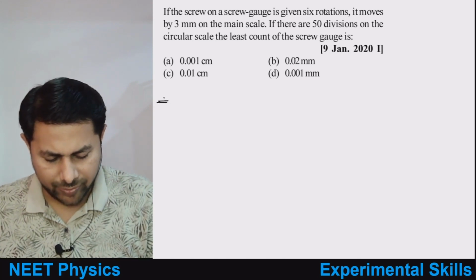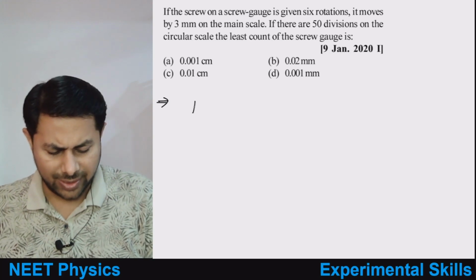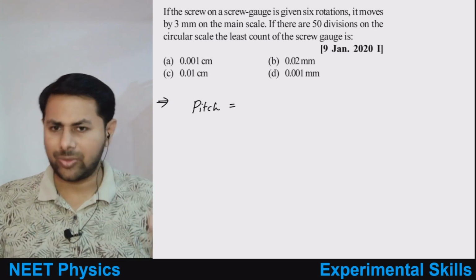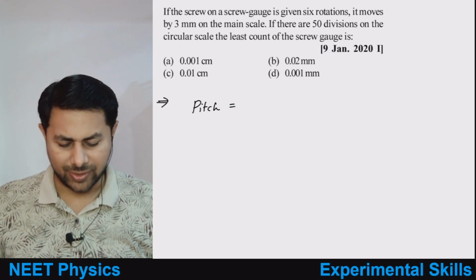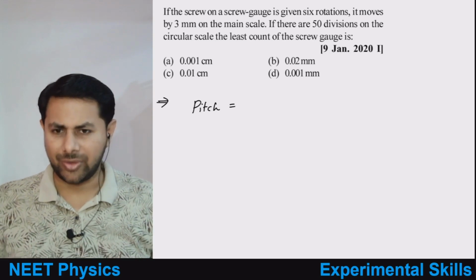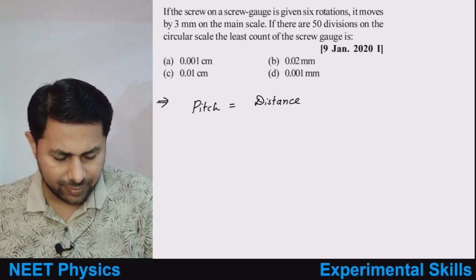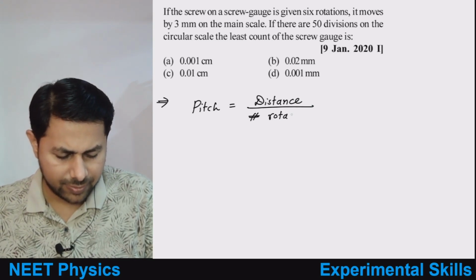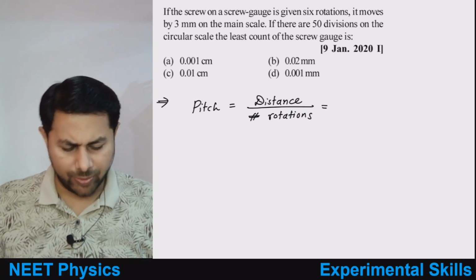So this is also very simple. So first of all, find out the pitch, right? How will you find out pitch? So pitch is distance covered in one rotation, right? Distance covered per rotation, you can say. So it is distance covered divided by number of rotations.